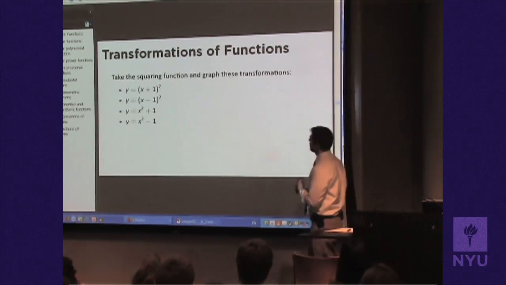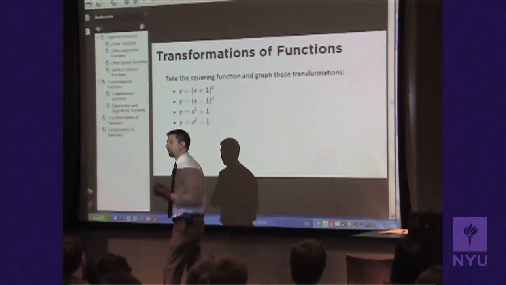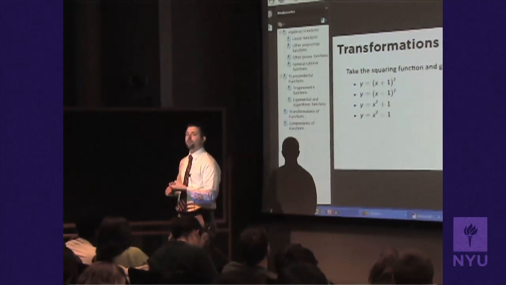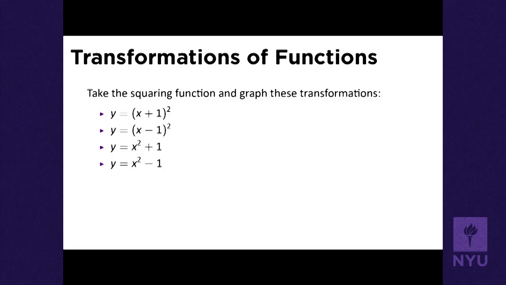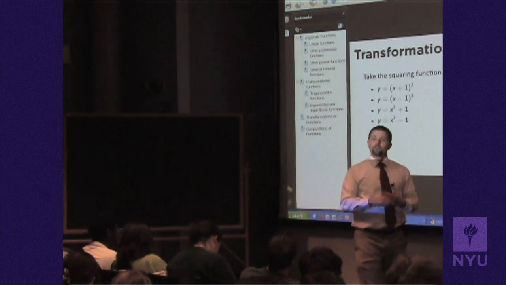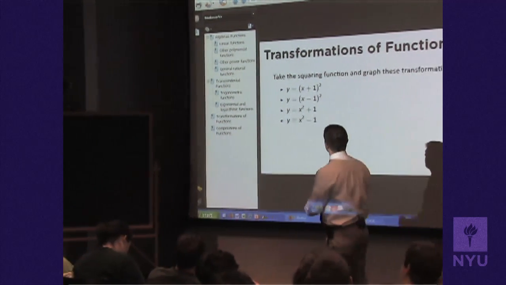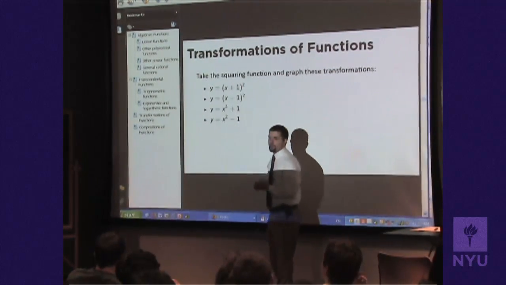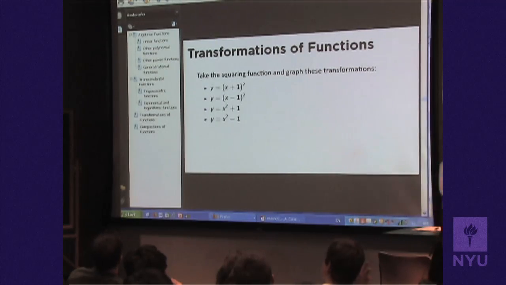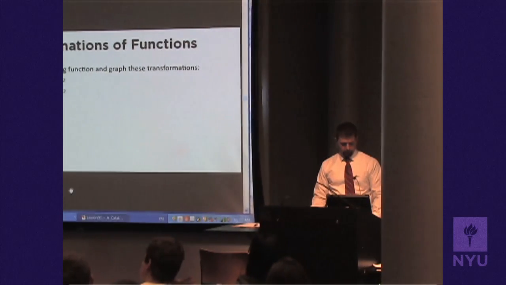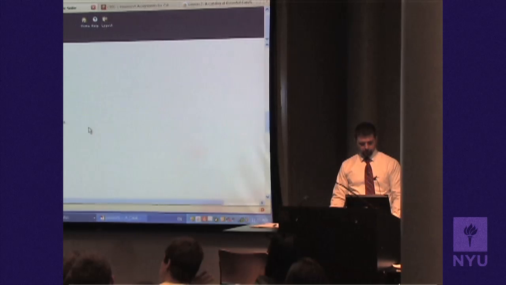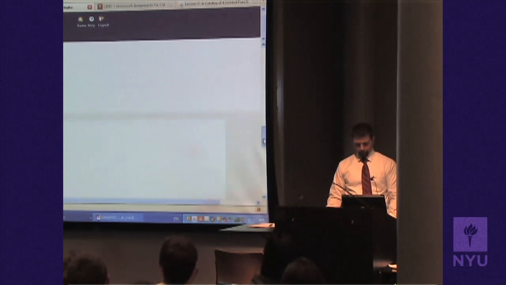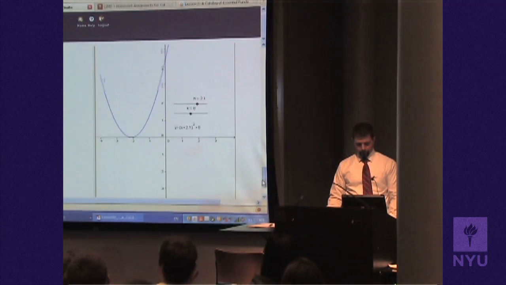Well, we think about the squaring function and tweak the squaring function a little bit. For instance, instead of x squared, let's think about x plus 1 squared, or x minus 1 squared. How are the graphs of those functions related to the graph of the original function? Or if we add 1 after squaring, or subtract 1 after squaring. Let's explore that. Transformations.